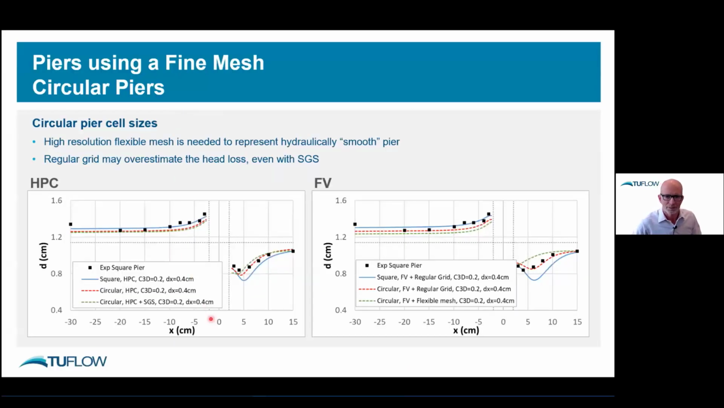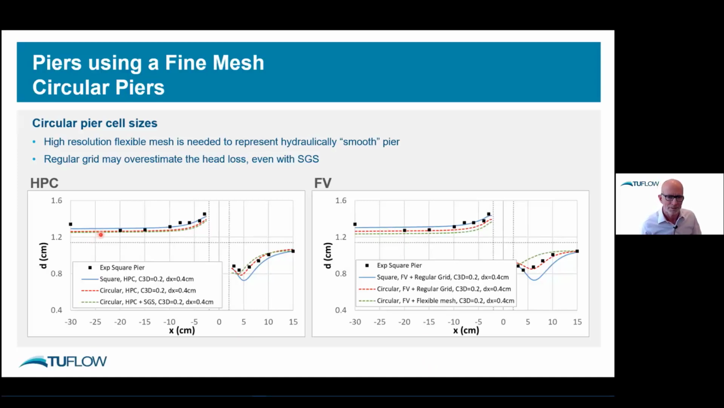So let's look at some of the profiles. On the left is HPC, the fixed grid, and FV with both its regular grid runs and its flexible mesh in the green dash line. So the blue is a square pier, and that should match the measured values there. The dash lines are for the circular pier, so we would expect them to sit below, have a lower afflux than the square pier, which both models are showing. We don't have it in the slide, but we did a bit of comparison with drag coefficients, and certainly FV is giving a really nice match with the smaller drag coefficient that you would have for a circular pier compared to a square pier.